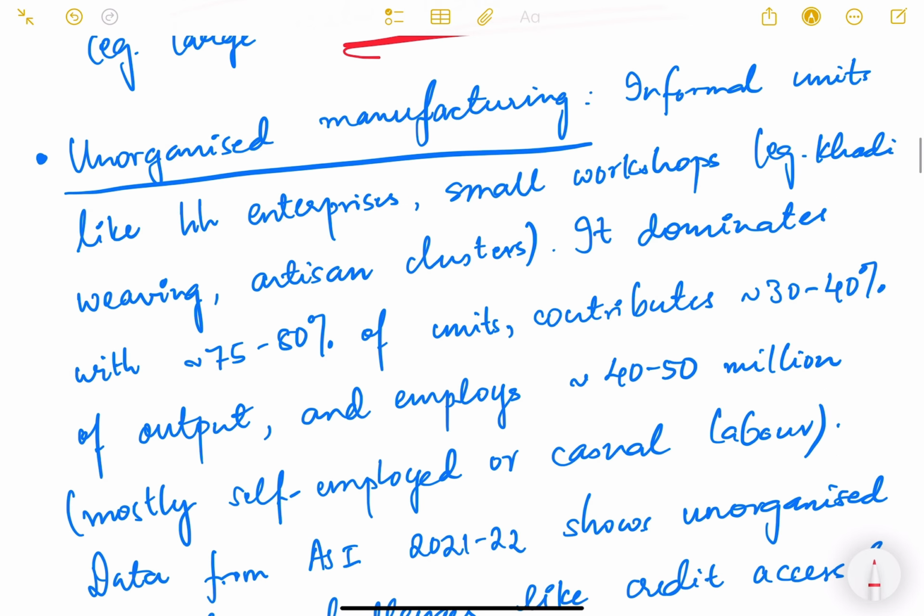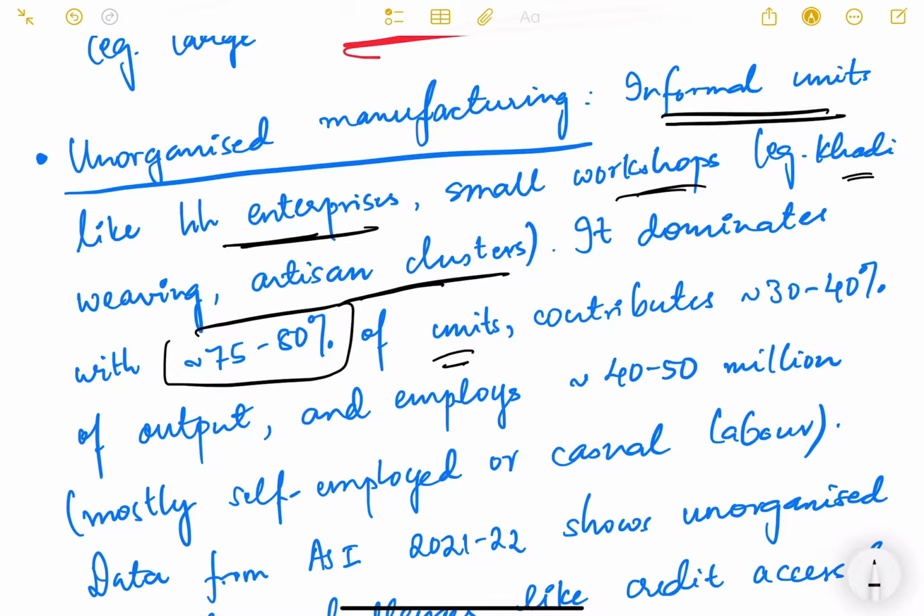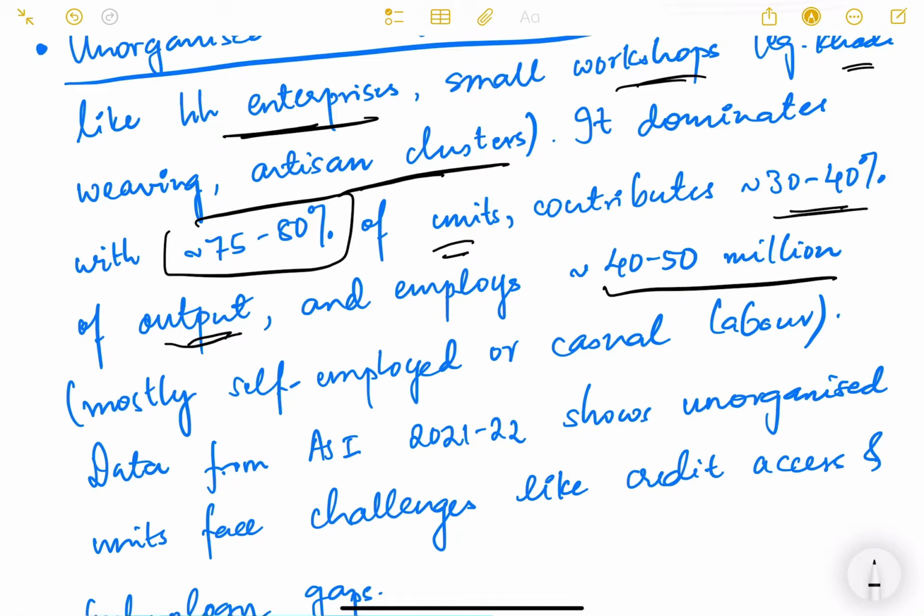Then what is the meaning of unorganized manufacturing? Unorganized manufacturing are informal units like household enterprises, small workshops. Example, khadi weaving, artisan clusters. It dominates with 75 to 80% of units, contributes about 30 to 40% of output, and employs 40 to 50 million people. Okay, so 4 to 5 crore people are employed in this particular sector, mostly self-employed or casual labor, meaning the small units, right? They do small production like that.